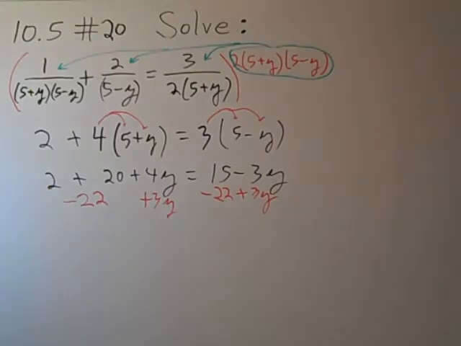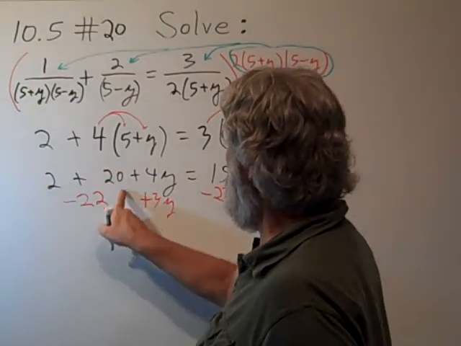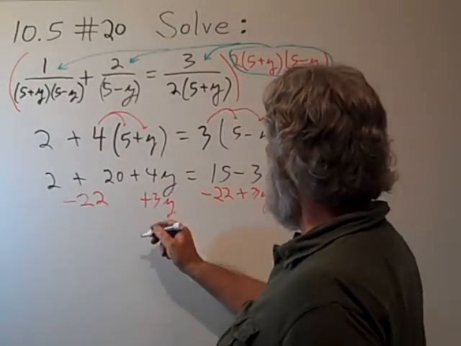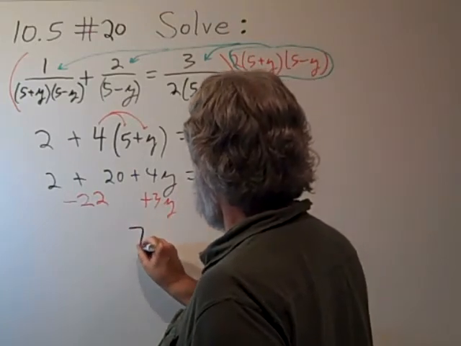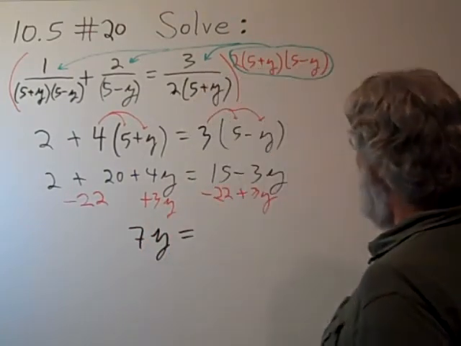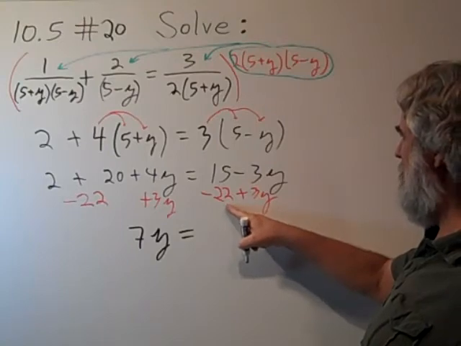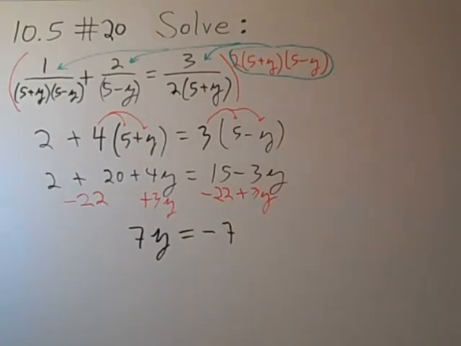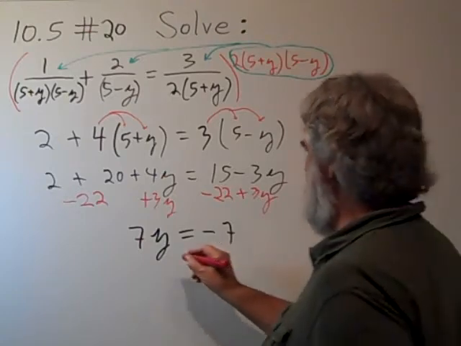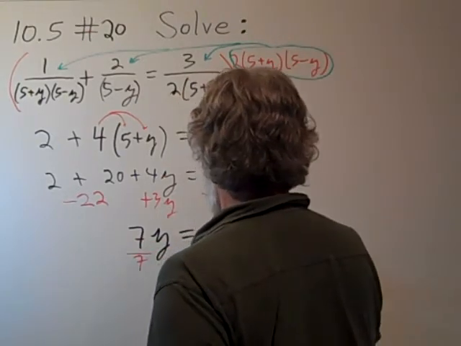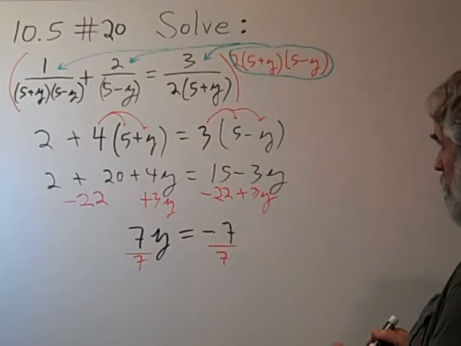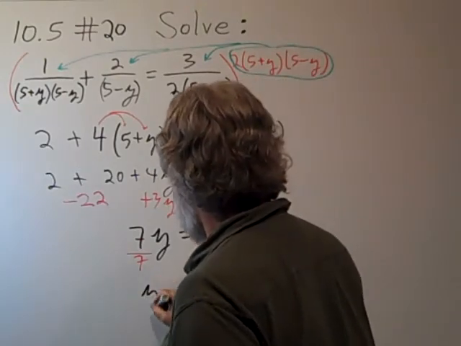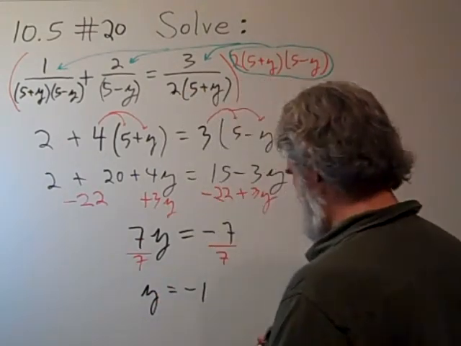2 plus 20 is 22, and so minus 22, those all cancel out. And we're left with 4y's plus 3y's, which adds up to 7y's. And on the right side, that adds up to minus 22 plus 15, which is negative 7. Finally, dividing both sides by 7, we've solved for y. We find that y is equal to negative 1.